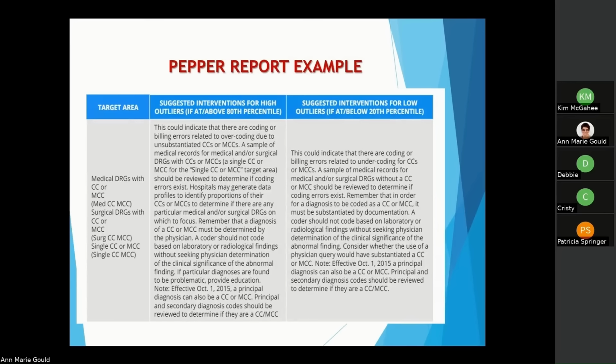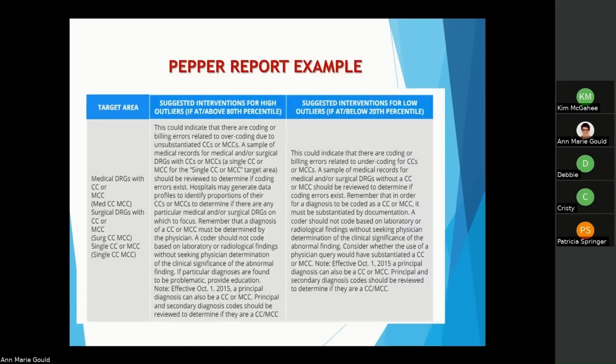And this is just one example. This is medical DRGs with CCs and MCCs, and surgical DRGs with CCs and MCCs. And then the interventions. This is what they look at for possible coding. If you're above the 80th percentile, you may be overcoding. If you're below the 20th percentile, you're undercoding certain things, so you're not capturing that information for that MSDRG assignment. That just gives you an idea. Those are just the definitions, and what interventions are used.